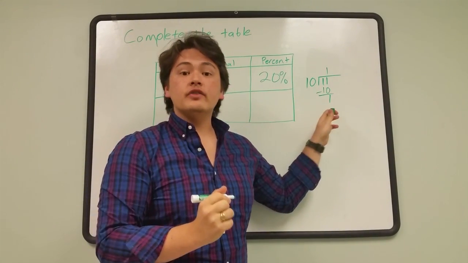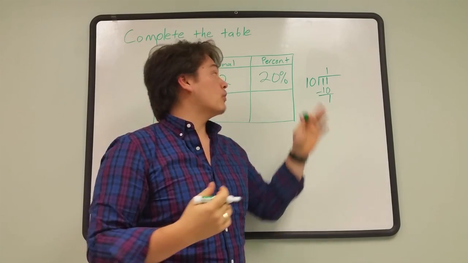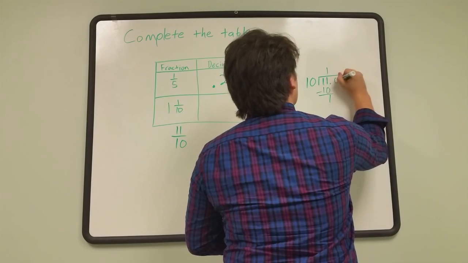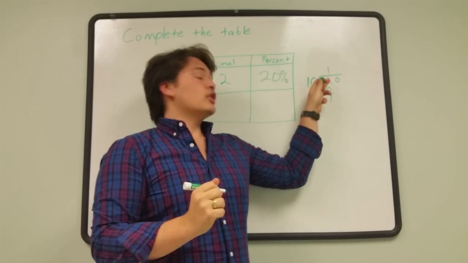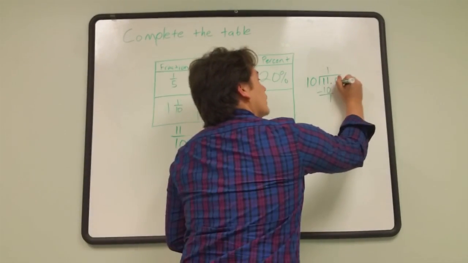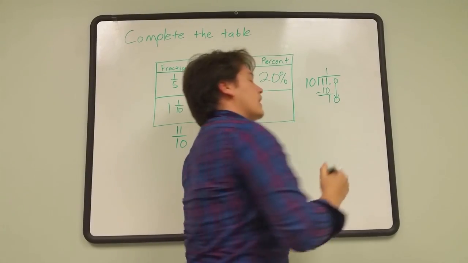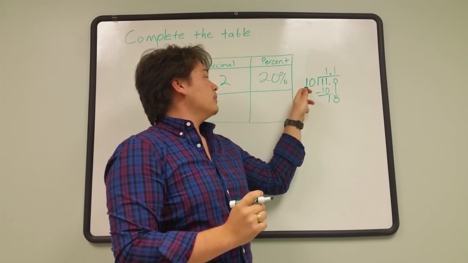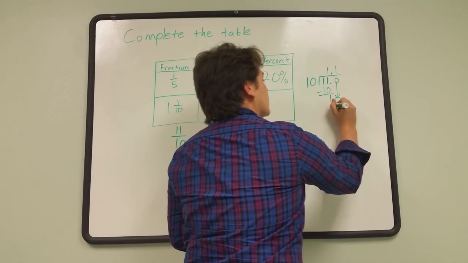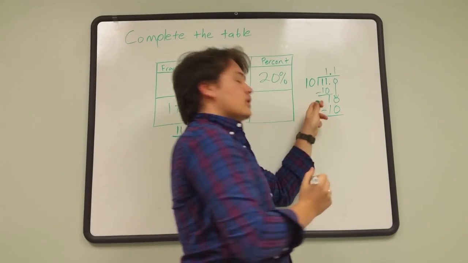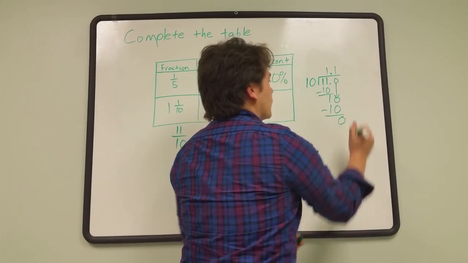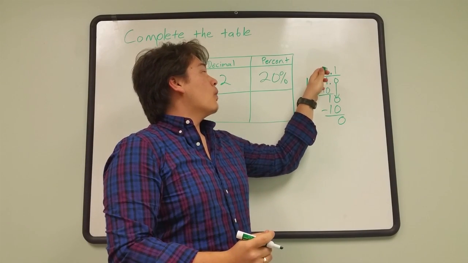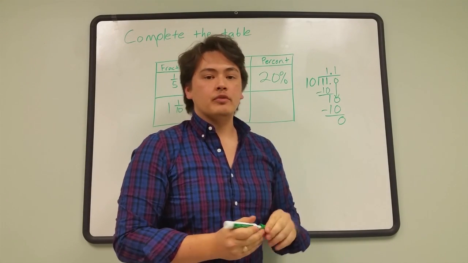10 cannot go into 1, so we're going to have to borrow a 0 beyond the decimal point. So I'm going to drop down this 0 here to make it so that we have no remainders. So 1 times 10 is going to give me 10. 10 minus 10 is going to give me 0. So 10 can go into 11 1.1 times.